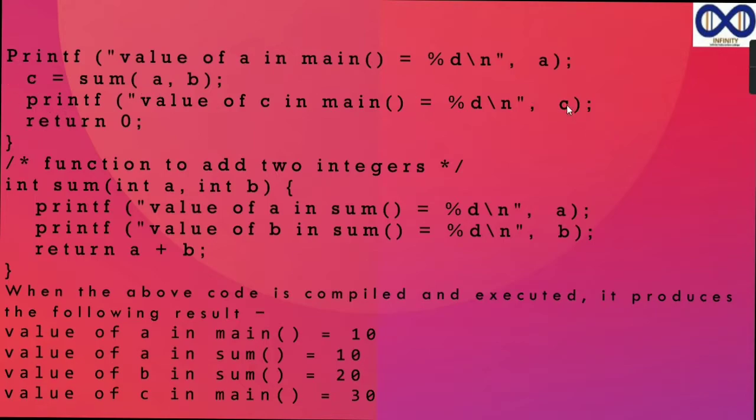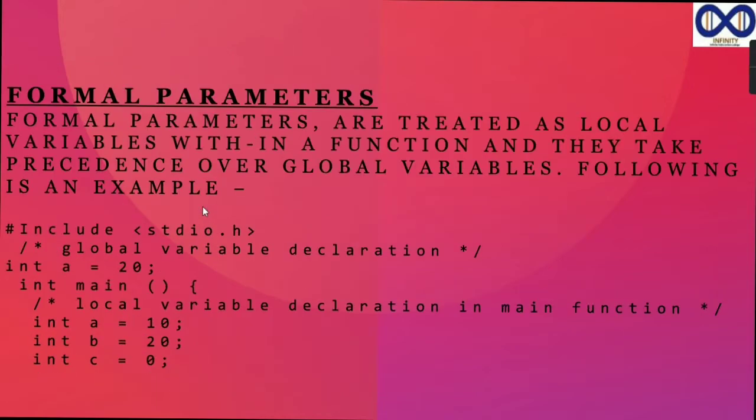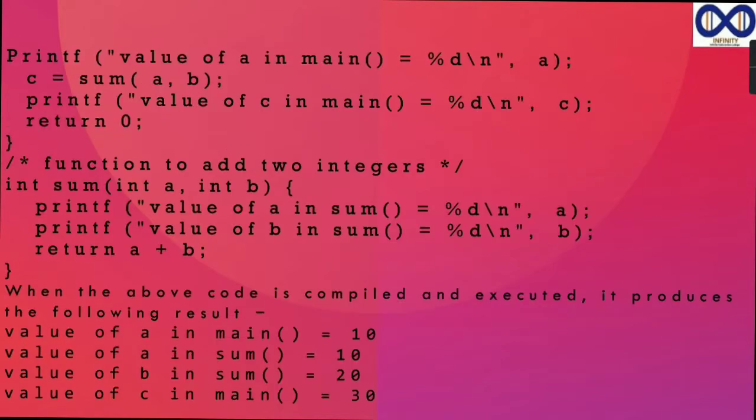The value of c is going to be printed, and the function to add two integers is sum, with int a and int b. So the two integers a and b are added. The value of a in sum is printed with percentage d slash n, and the value of b in sum is printed with percentage d slash n. Then it returns the sum of a and b. What is the value of a and b here? 10 plus 20 equals 30, so the value 30 is going to be printed.